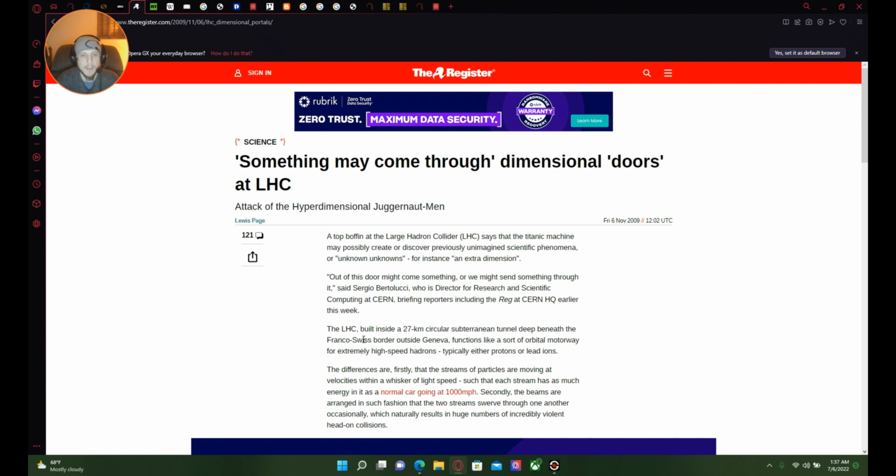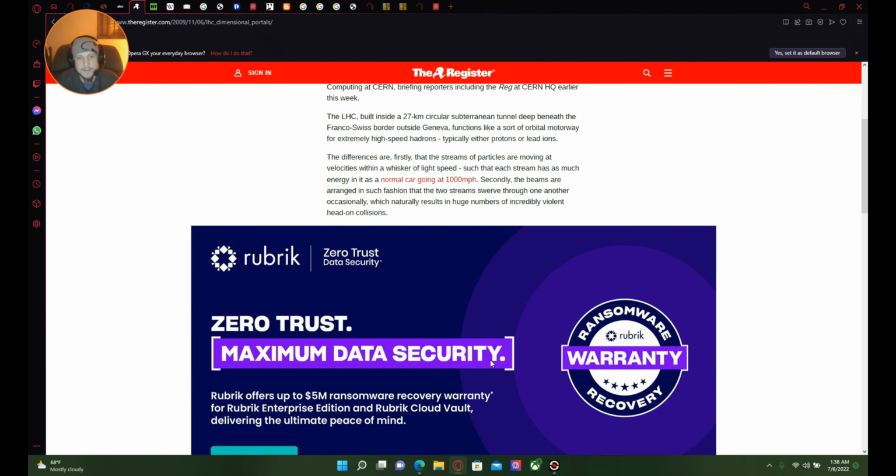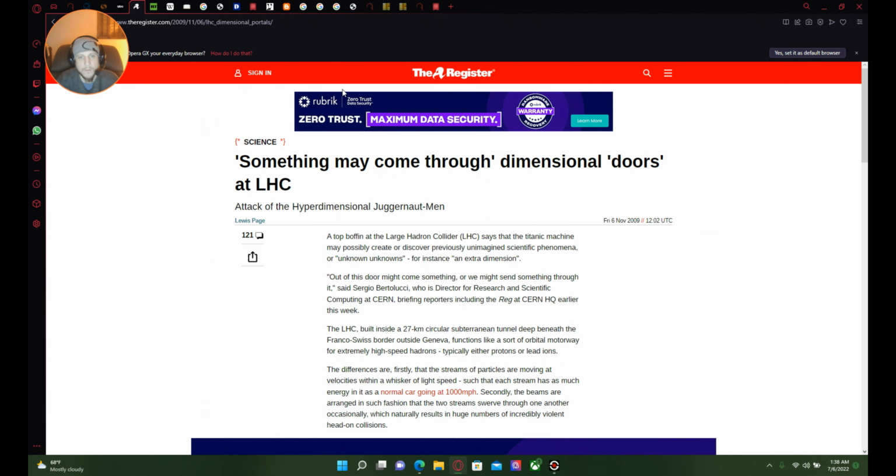The LHC built inside a 27 kilometer, yeah, you guys know all that, we just went over that. Anyways, I just wanted to put that in there real quick. Because, see, he says, out of this door might come something. So he says it's a door, a doorway, from his own mouth, guy at CERN, okay? This isn't crazy me saying this.